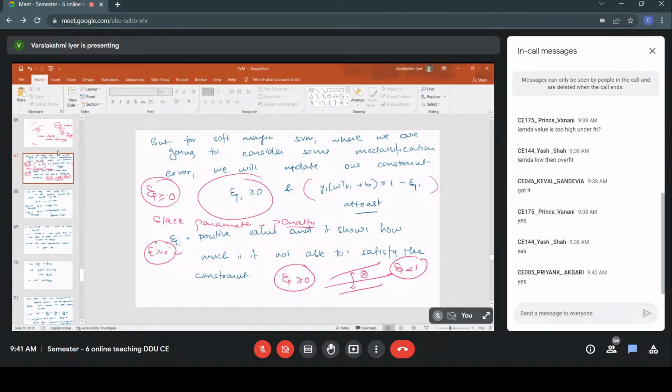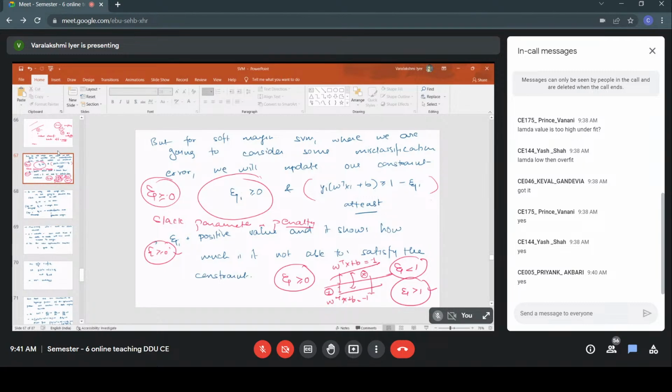And if the point is beyond the margin, then the slack value will be greater than 1. I suppose you are able to picture why it will be so, right? So in the geometric intuition that we had studied so far, we had considered that W transpose xi plus b is equal to 1, and W transpose x plus b is equal to minus 1. So this distance is approximately 1, right?